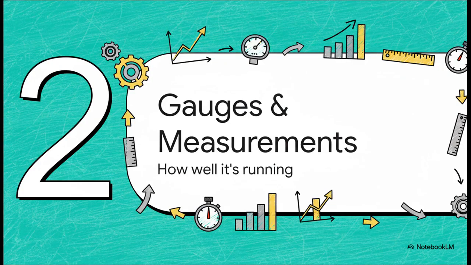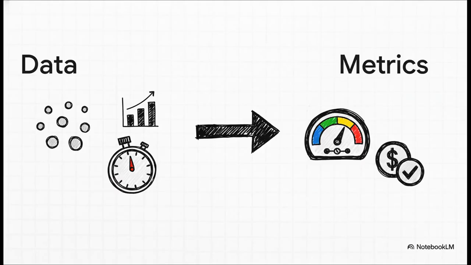But just knowing the parts of the engine isn't enough, right? I mean, you also need a dashboard with gauges so you can tell how well it's actually running. So that's our next step. We're going to figure out how to actually measure the performance of our system. You've probably heard the old saying, you can't improve what you don't measure. And it's so true. It all starts with data.